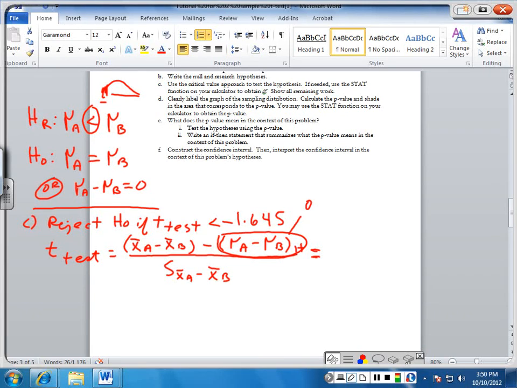So anyway, this comes out to be 4.1 minus 4.4 minus 0, divided by the standard error of 0.049, which is equal to minus 0.3 divided by 0.049, which is equal to minus 6.12.